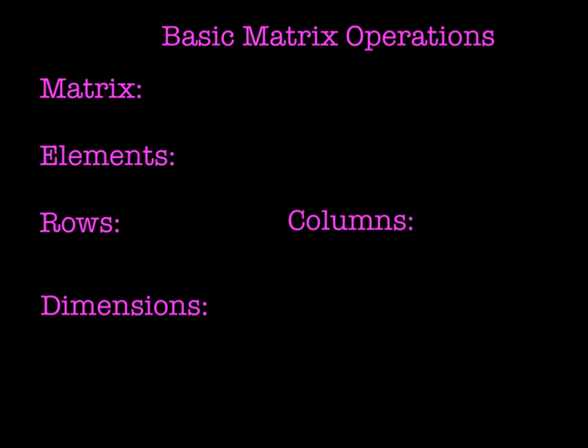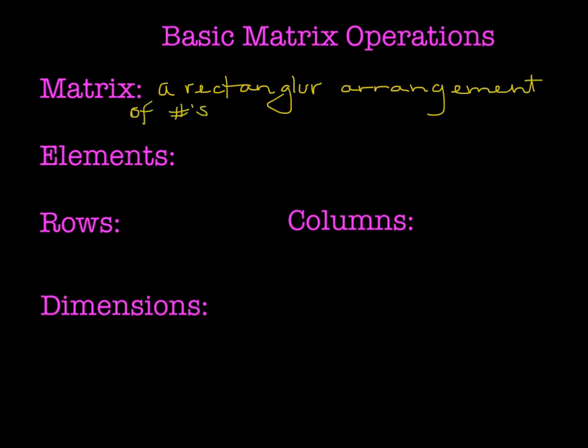So we're going to start basic matrix operations. A matrix is just a rectangular arrangement of numbers in rows and columns. Elements are the numbers that are in those rows and columns. Rows are read across, columns are read down.